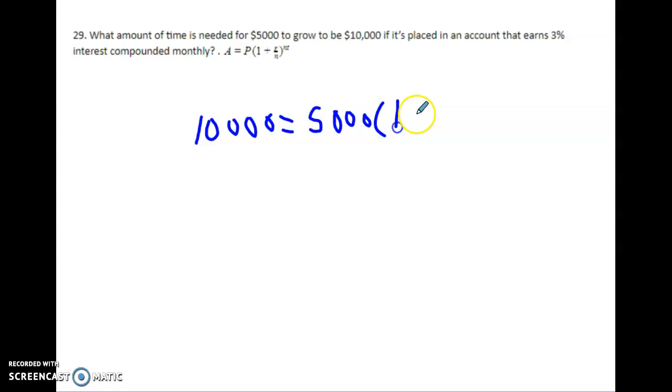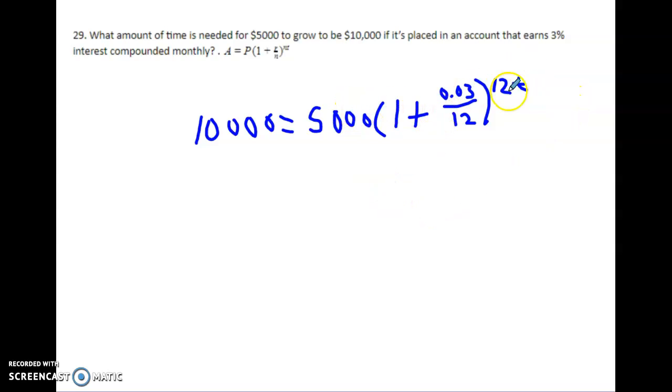And then we have to use this equation because it says it's compounded monthly. It's not compounded continuously. R is the rate of 0.03, and it says compounded monthly. Well, there's 12 months in a year, so we put a 12 there, and we put a 12 right here, times t. T is our unknown. That's what we're looking for.